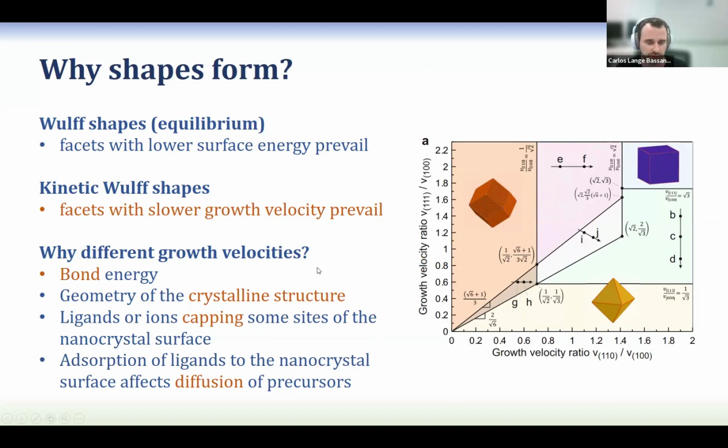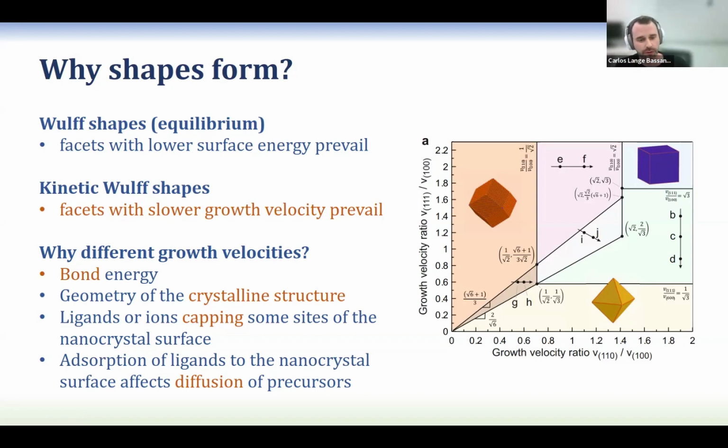Why do these growth velocities change? Well, they have to do with the bond energy, the potential energy of the element, the geometry of the crystalline structure, and the presence of ligands and ions that can change them.